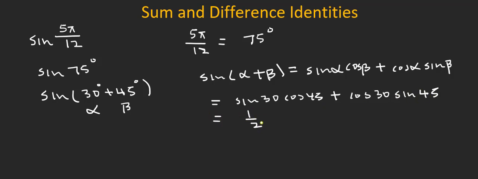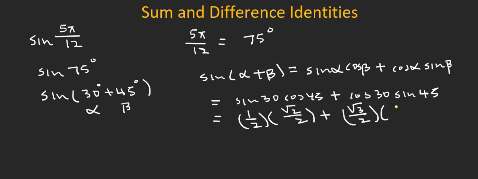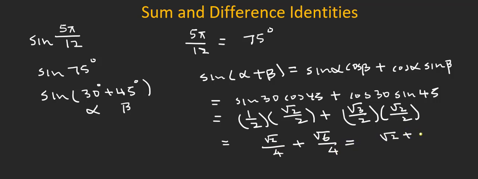Sine of 30 is 1/2. Cosine of 45, radical 2 over 2. Cosine of 30 is radical 3 over 2. And sine of 45 is radical 2 over 2. So when you simplify, you're going to get radical 2 over 4 plus radical 6 over 4. So you end up getting radical 2 plus radical 6 all over 4, and that will be your answer.